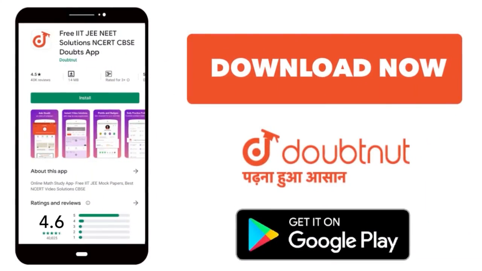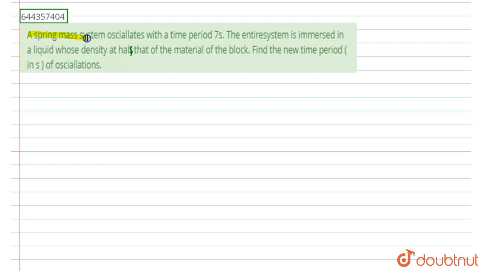Download Doubtnut app today. Hi, the question is, a spring mass system oscillates with the time period of 7 seconds. The entire system is immersed in a liquid whose density is half that of the material of the block. Find the new time period in seconds of the oscillation. Let us consider T dash is the new time period, which we have to find, and T naught is given, equal to 7 seconds.